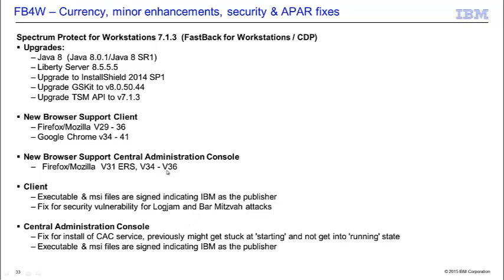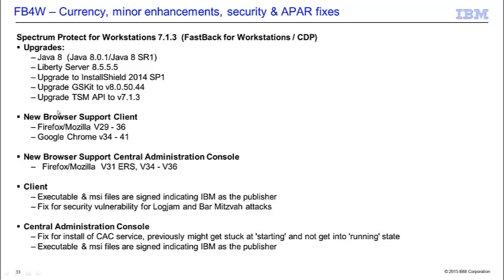What Fastback for workstations or Spectrum Protect for workstations does is it protects desktops and laptops by immediately backing up the data once that file closes or is saved. And it backs up initially to the local cache, but then it can send an additional copy off to Spectrum Protect or to a file system or someplace else.